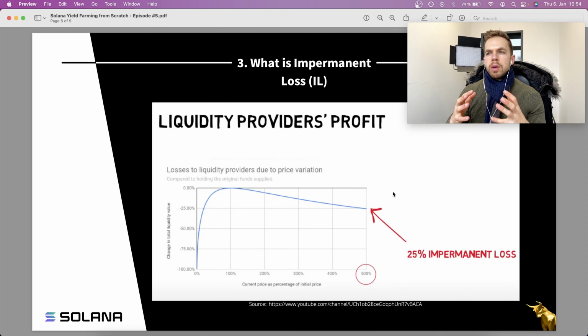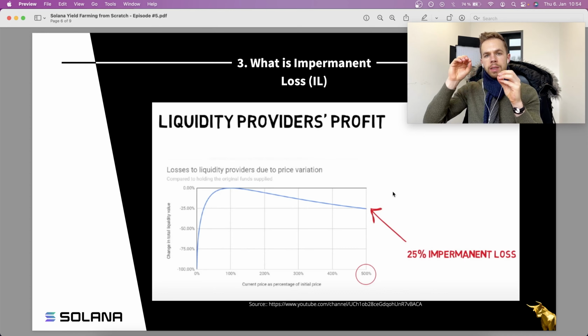In order for a pool to stay at the function of x times y equals k, it has to rebalance itself. So let's say, for example, the SOL price went up. This means that within this pool, there are less SOL and more USDC because the constant k needs to be constant. And this means that if you exit the pool, you would get a little bit less SOL back. This is called impermanent loss.